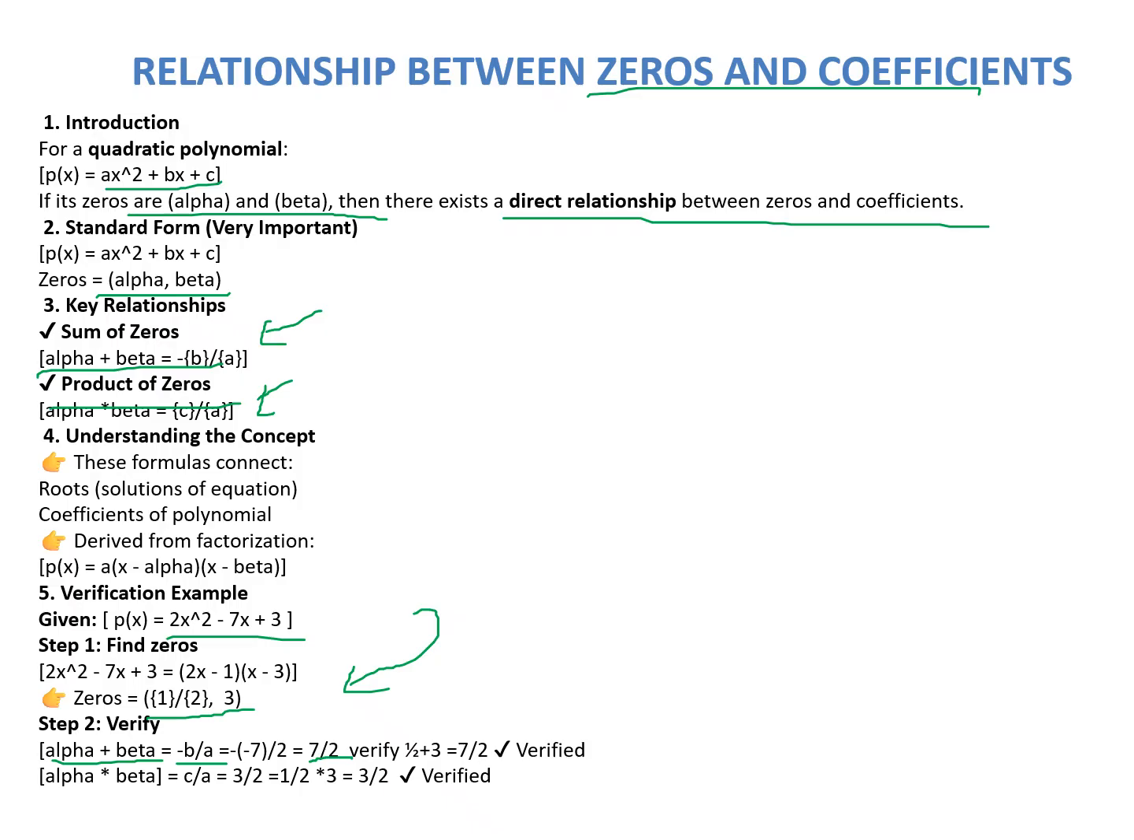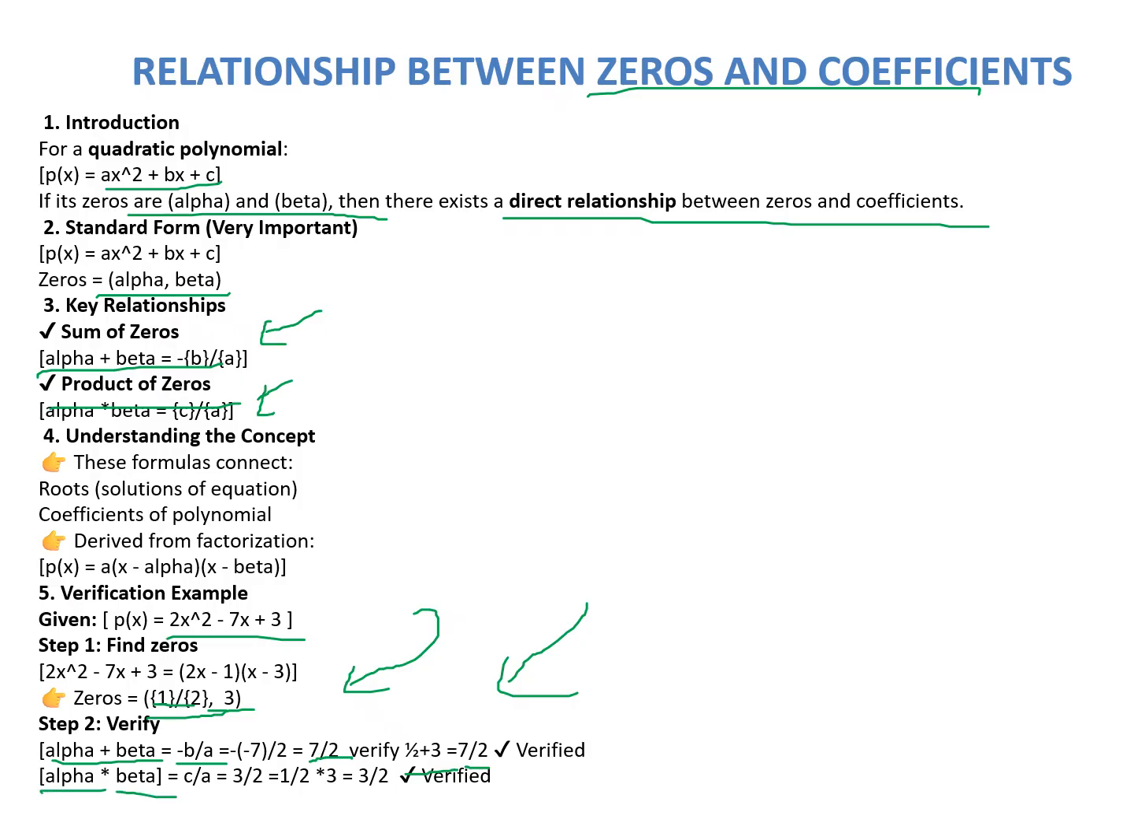And if we verify this alpha plus beta, we have two zeros here, 1 by 2 and 3. If we add the two zeros, 1 by 2 plus 3, we'll get the value as 7 by 2. So we have derived the zeros, added those zeros, and then compared that added value of the zeros with the formula which is minus b by a. And if our minus b by a sums up to alpha plus beta, that means that our solution is correct.